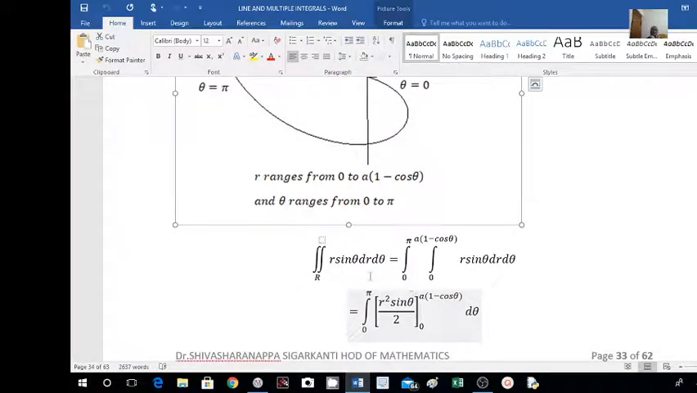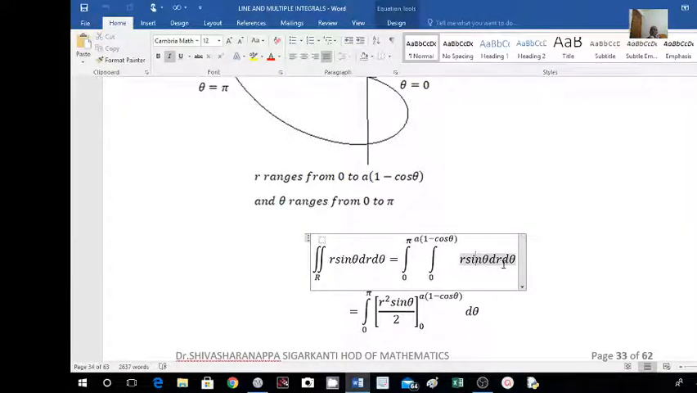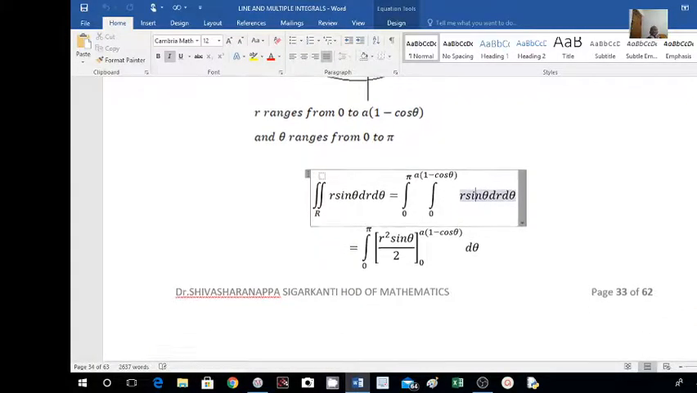So here, the integral of r sin theta dr d theta, theta is equal to 0 to pi. This is the limits of theta. R ranges from 0 to a into 1 minus cos theta. First we are integrating with respect to r. Sin theta as it is, integration of r is r square by 2 between 0 and a into 1 minus cos theta, d theta. Now substituting the limits, wherever r is there I have to put a into 1 minus cos theta.